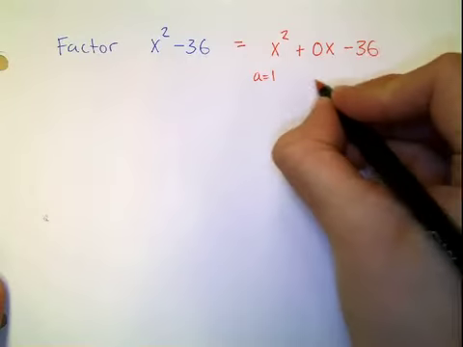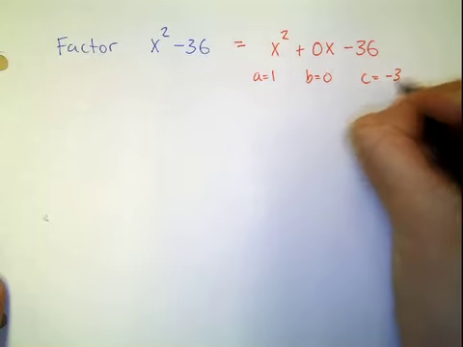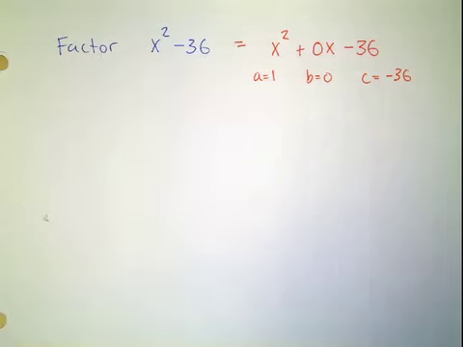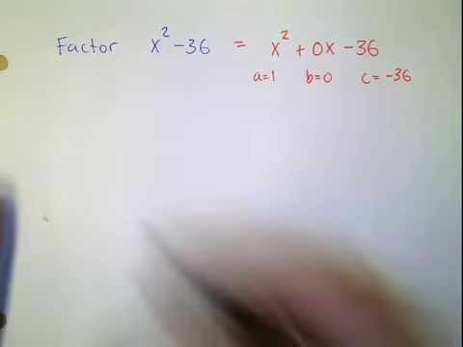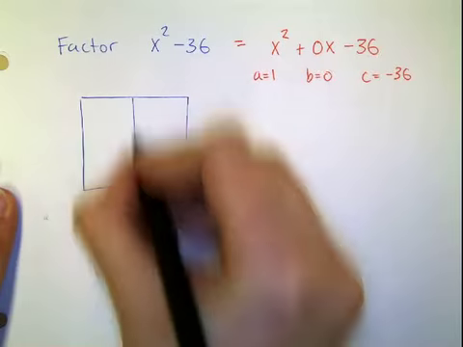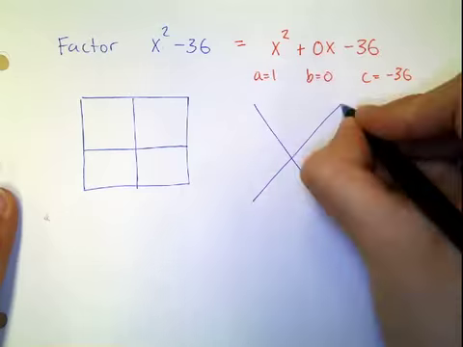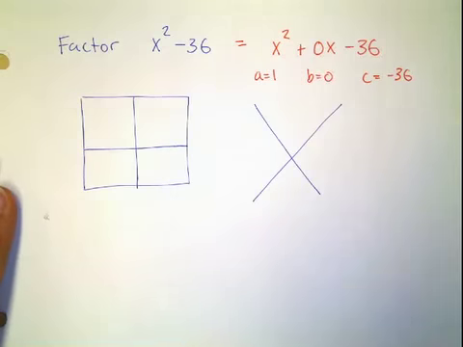So a is equal to 1, b is equal to 0, and c is equal to negative 36 when my ABCs come about. So when I go to factor, I'm going to use my rectangle diamond strategy. I'm going to draw my rectangle, make it look like this, and draw my diamond, my x, and I'm going to fill in the boxes.